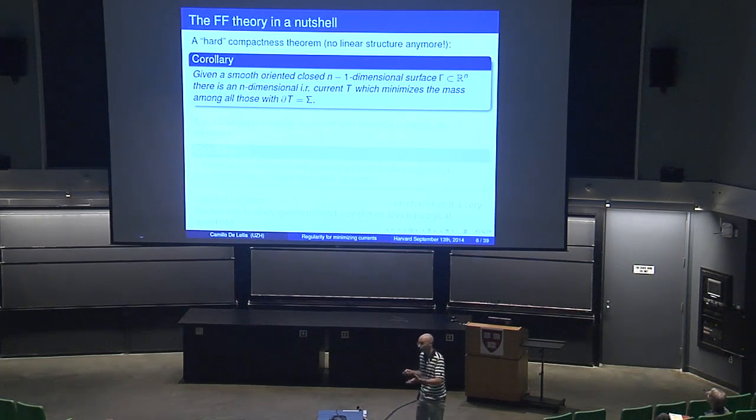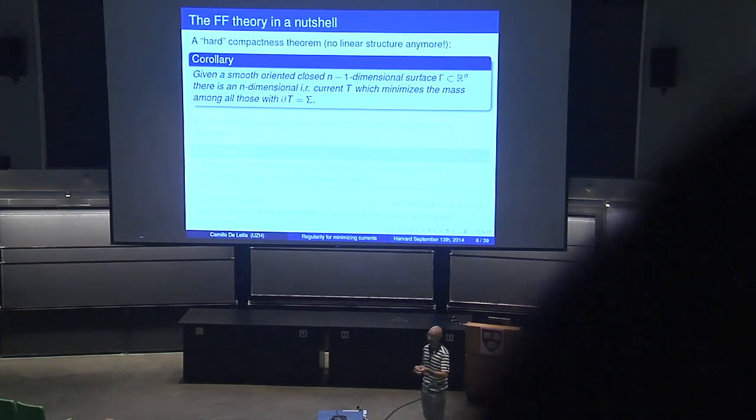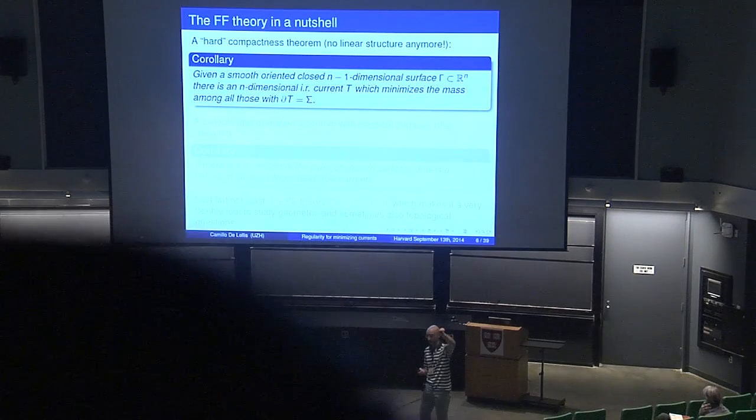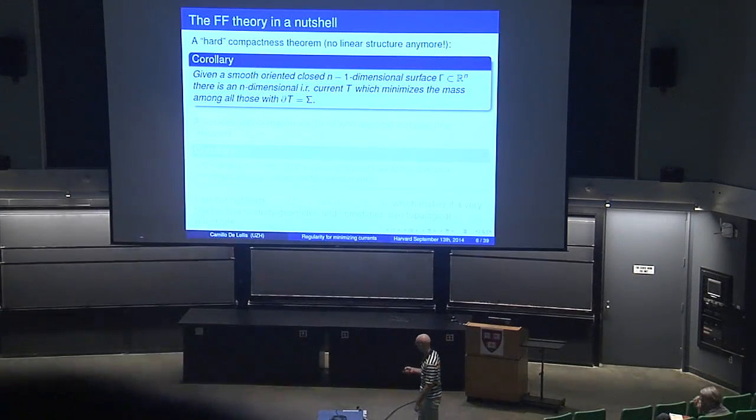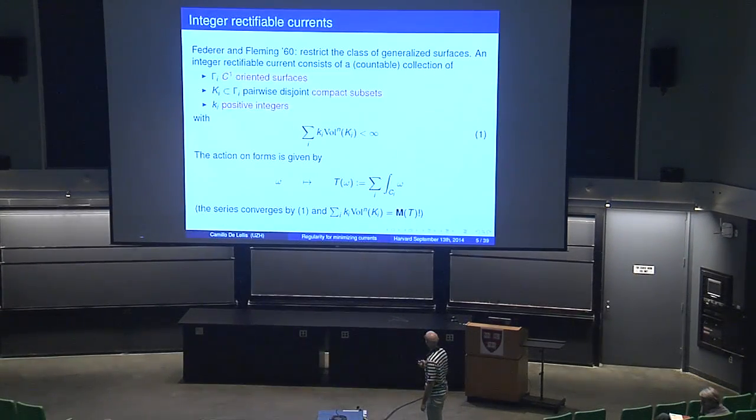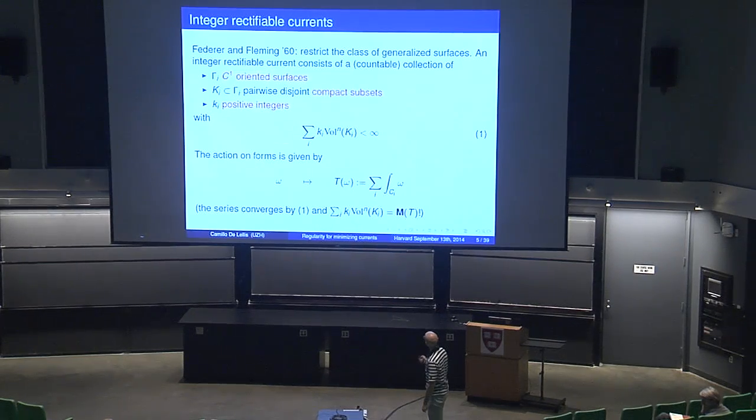So this is, in a nutshell, the Federer-Fleming theory, the theory of Federer and Fleming in the foundational paper in the 1960s. This time, your objects, the integer rectifiable currents, are not anymore a linear space, because I cannot take any linear combination of currents with real coefficients. I can only take integer combinations, because otherwise the coefficients wouldn't stay integral, which is what I hopefully said here.